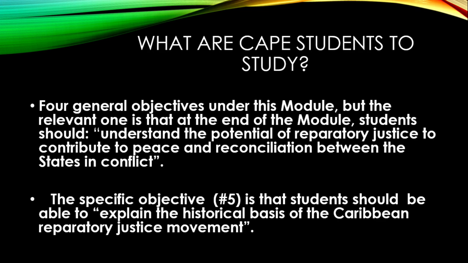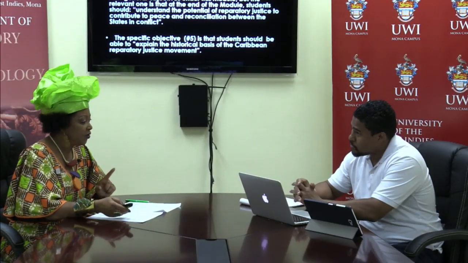And in terms of what they are supposed to know at the end of all of this, you have the general objectives and then you have your specific objectives. So at the end of the module, the students are supposed to understand the potential of reparatory justice to contribute to peace and reconciliation between states in conflict. And states are in conflict over this issue. Yes. And then the specific objective is that students should be able to explain the historical basis of the Caribbean reparatory justice movement. They have to understand why it's a just demand.